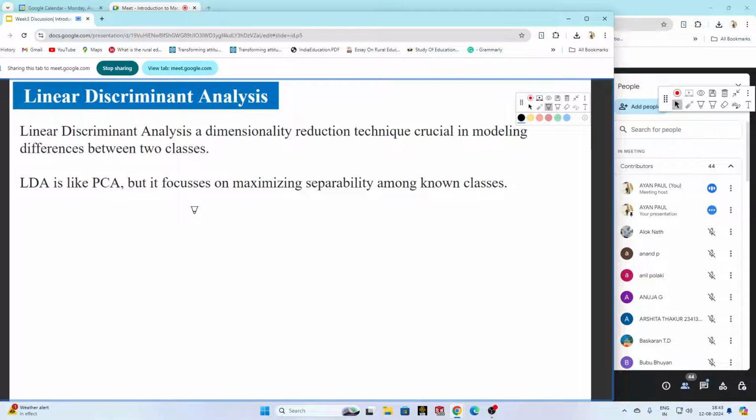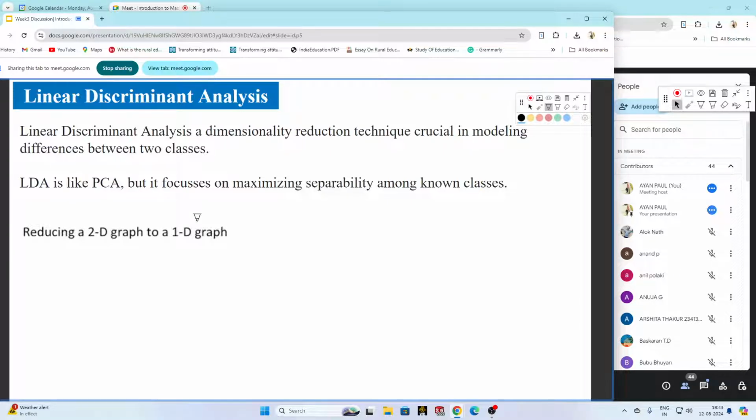LDA is like PCA, but it focuses on maximizing separability among known classes. Because earlier, our target is different here. Earlier, we were just regressing our data. But here our target is to separate the group of data or group of classes. And that is why our focus will be to maximize the separability among these known classes.